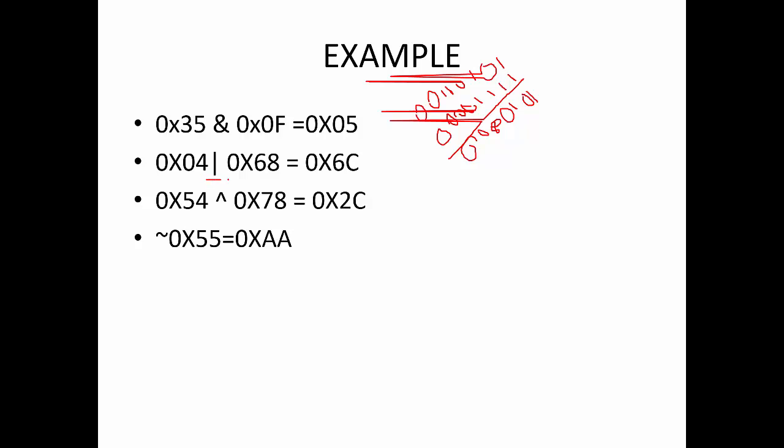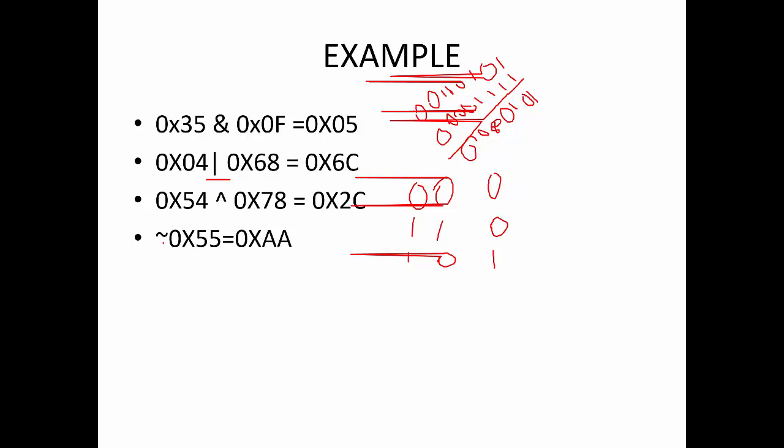And if it is OR, then if any one input is true, automatically the output will become 1. Otherwise, the output will become 0. Similarly, XOR means if both the inputs are the same, then the output will be 0. For 0 and 0, the output will be 0. And for 1 and 1, the output will be 0. If it is 1 and 0, then the output will be 1. If any one bit changes, then the output will become 1. Otherwise, the output will become 0. That is the truth table of XOR.